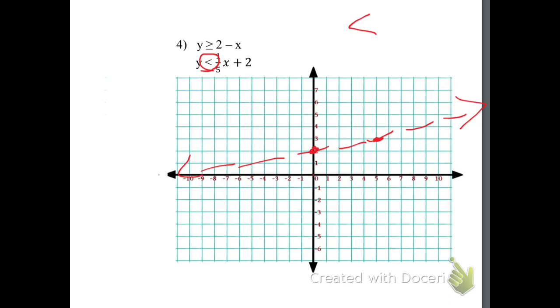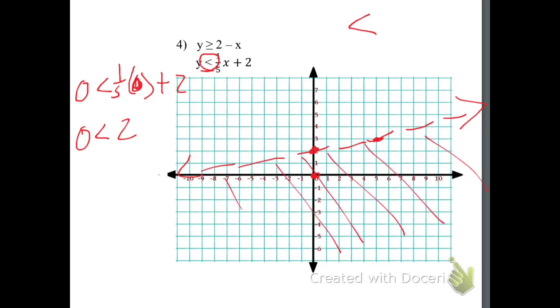Okay. So when you decide which side gets shaded, pick a point not on the line. I like to pick the point 0, 0 because you can plug it in. Is 0 less than 1/5 of 0, plus 2? 1/5 times 0 is 0, by the way. So 0 is less than 2. That is true, so we're going to shade that side of our line. And number 4 is done.